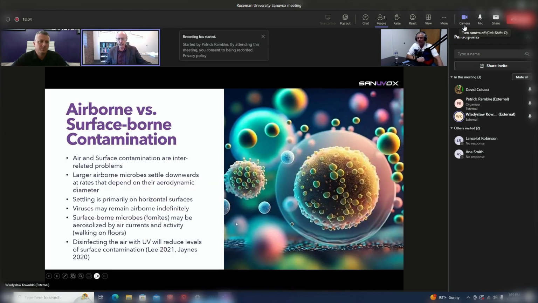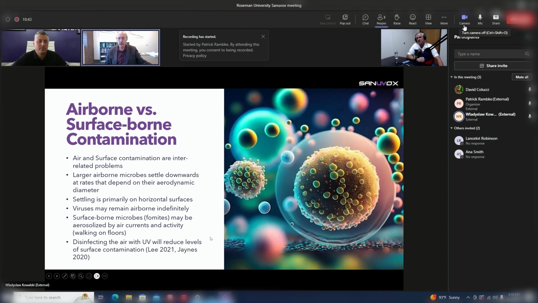Now, there are two applications, airborne and surface-borne, but these are interrelated problems. In any building, large airborne microbes will eventually settle downwards, depending on their physical size. They will settle on horizontal surfaces, but very small viruses may remain airborne indefinitely. They may never actually settle before they die of old age. Surface-borne microbes, or what we call fomites, can be aerosolized by human activity and air currents. Any microbe that has settled on a surface may likely be re-aerosolized through activity.